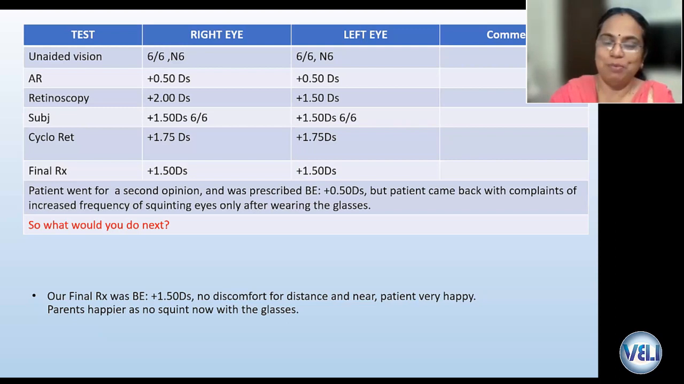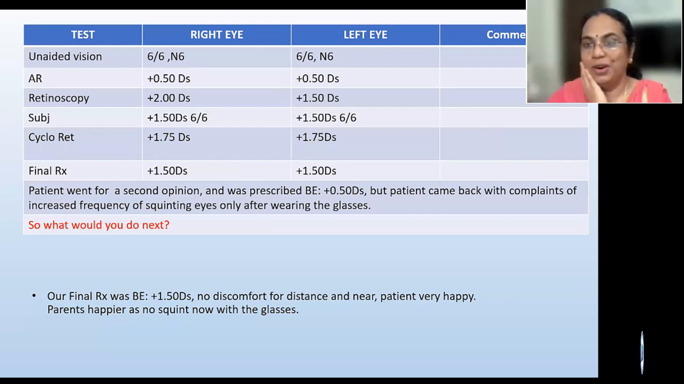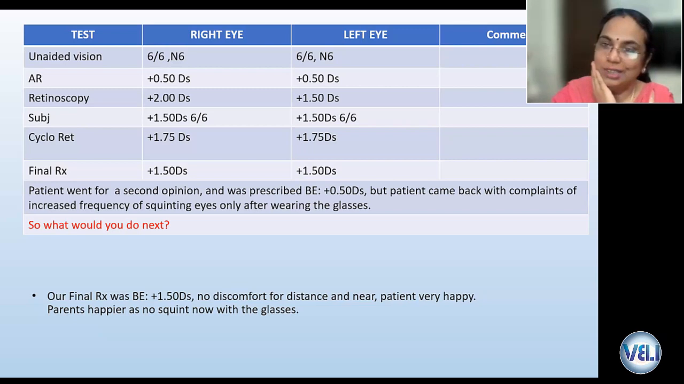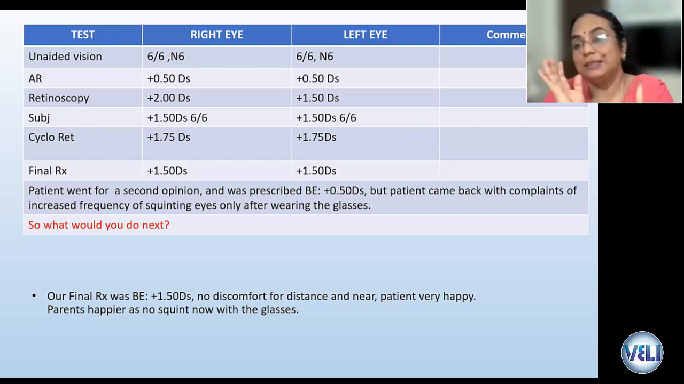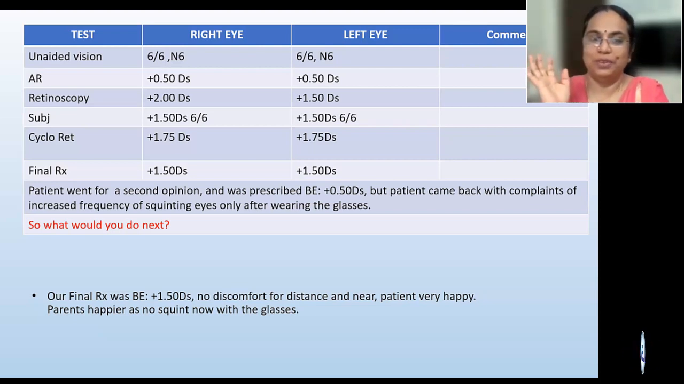So they put the plus 1.5, which was my prescription, and did a cover test. There was no movement, so then they got confused. There was this whole discussion going on, and then they brought it to me and I said, did you check the prescription of the glasses? On probing, we found that this patient had gone outside for a second opinion. Somebody had said, such a young child, plus 0.5 is enough, and prescribed the plus 0.5 based on the AR value, I suspect.